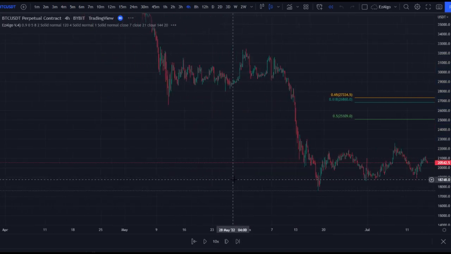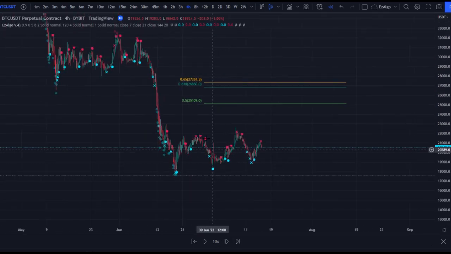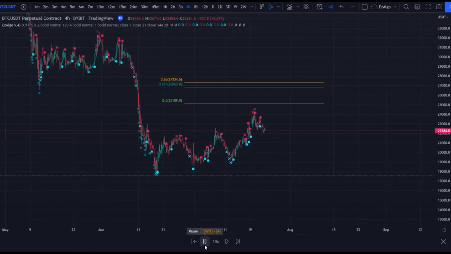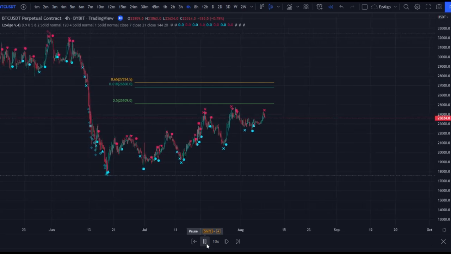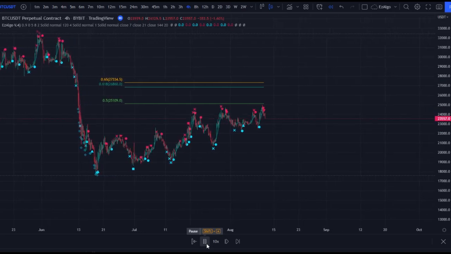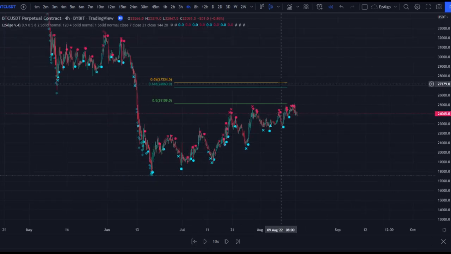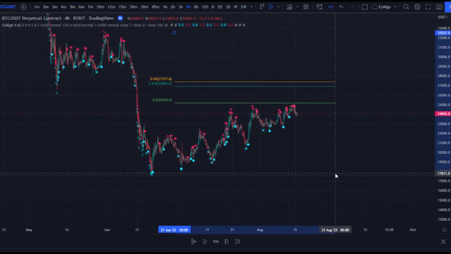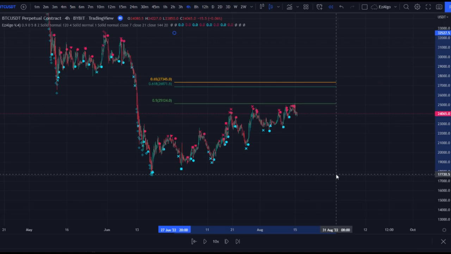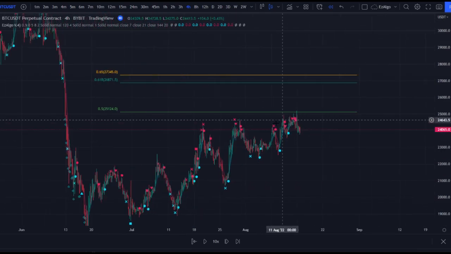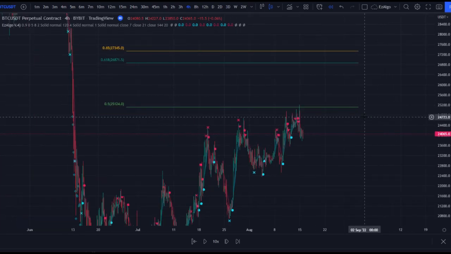All right, so I'm just going to let this play out. And I'll skip through it a little bit. All right, so I'm looking to take a short at one of these levels, right? It's coming up. Still haven't touched it yet. And I think right around here we're going to touch it. Bam, right there. I got to make this a little bit wider. But we hit the 0.5 level right there. That's where we're going to take a short, guys. You want to talk about how to snipe the absolute top?